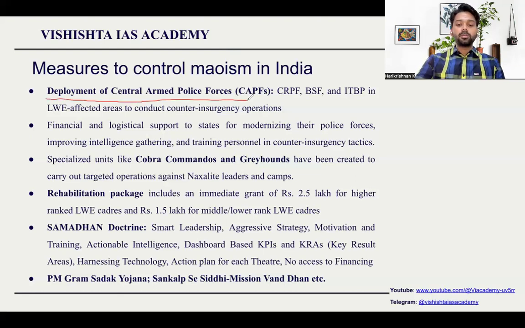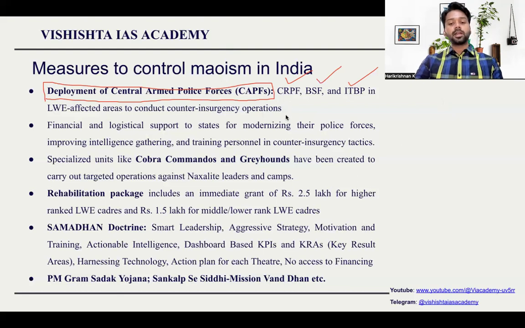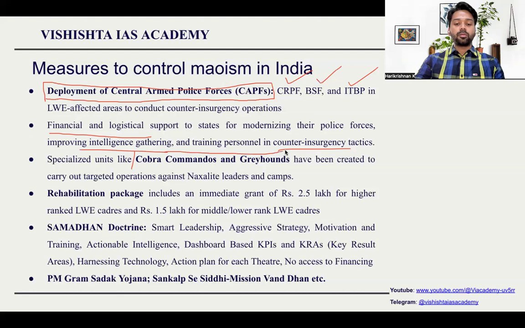First thing, deployment of central armed police force. Generally, the state police force will work along with armed police force. So here, armed police force include the CRPF, Central Reserve Police Force, BSF, Border Security Force, ITBP, that is Indo-Tibetan Border Police. So all these three wings of the central armed police force are engaged in controlling of Maoism, first thing. Financial and logistical support has been provided to the states. The central government has been training the state police forces for counter-insurgency tactics and intelligence gathering tactics. Separate wings of police such as the Cobra Commandos and Greyhounds are trained so that they can engage in anti-Maoism measures.